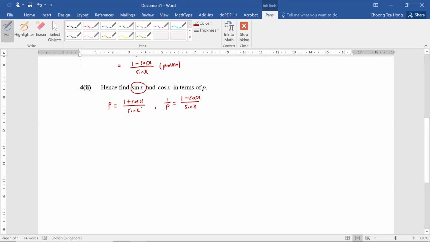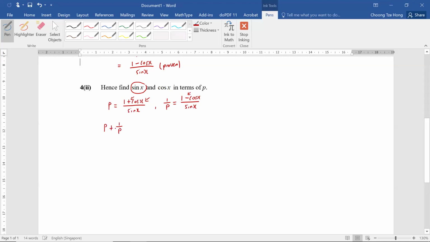Okay, you look over here. These two expressions are rather similar, except that one is a minus cosine x, the other one is a plus cosine x. So if I want to get rid of the cosine x, I can do something like the elimination method for simultaneous equations. I can add the two together. So that's precisely what we can do over here.